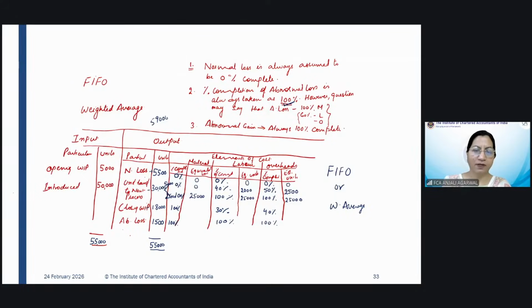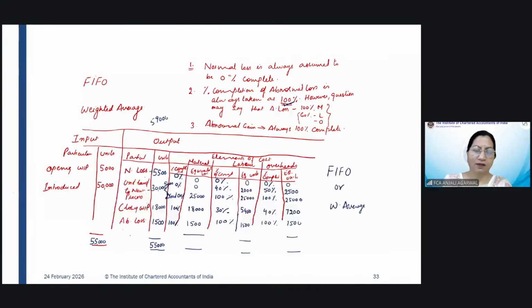18,000 of closing WIP, 100% complete as far as material is concerned. 18,000 into 100% is 18,000. 18,000 into 30% is 5,400. And 18,000 into 40% is 7,200. 1,500 into 100% for each of material, labor and overheads. So this becomes your equivalent units as far as material is concerned, labor is concerned, overheads are concerned.